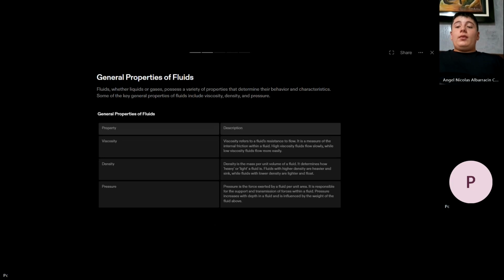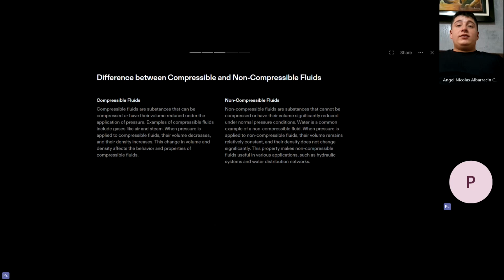Well, next, let me go one second. We have the difference between compressible and non-compressible fluids. Fluids can be broadly categorized into compressible and non-compressible fluids, based on the ability they have to change their volume under pressure. This depends on whether fluids are compressible or not, and we're going to analyze which ones.